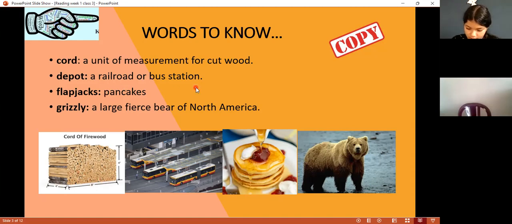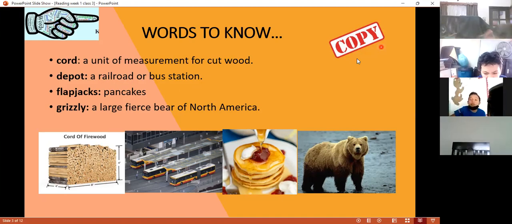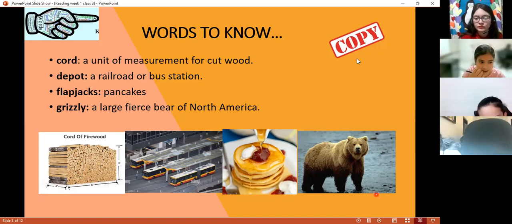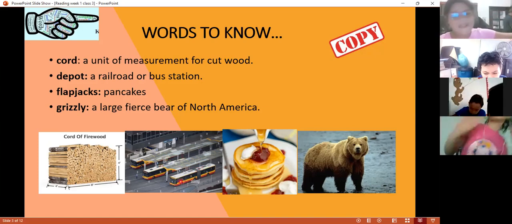Now, depot, what is a depot, class? A railway or bus station. That's right. A station of train, I think. That's right. Actually, a depot, look up here, is a station for buses or trains. That's why at the beginning I was saying a depot of the train. So a depot is a railroad or bus station where they stop.